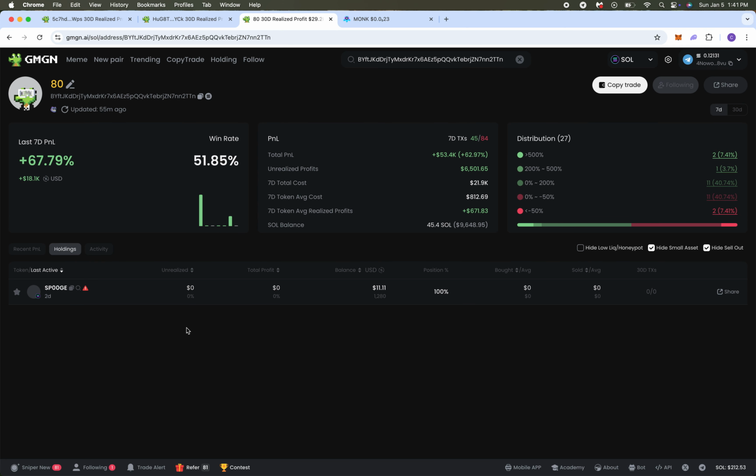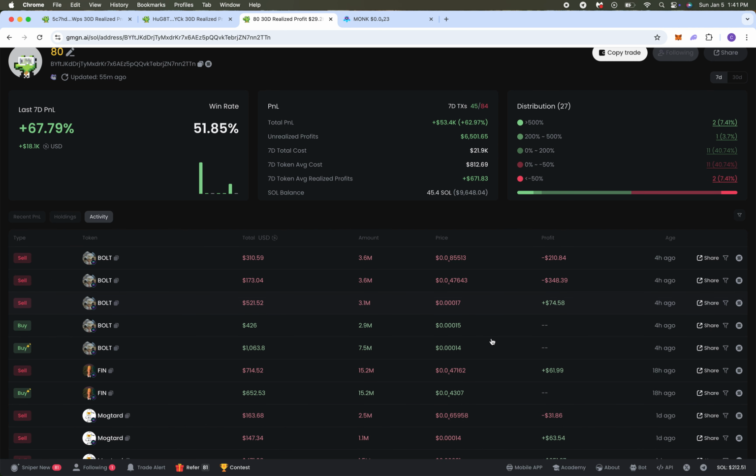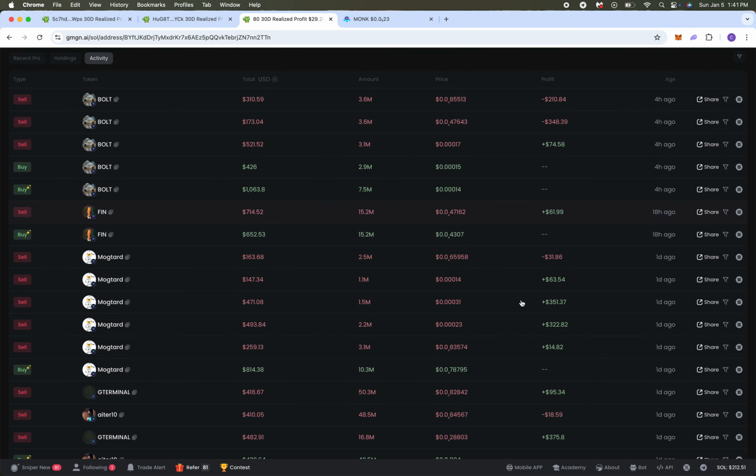You don't want to have a wallet holding 40 coins where he hasn't sold off his losses, because that will heavily manipulate his P&L and make it higher than it actually is. So that's something really important to keep in mind. Going back to his activity, we can see that he has a mixture of wins and losses.